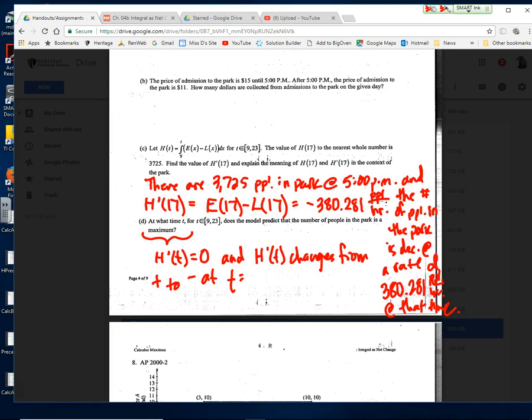Question, guys, could you have taken E minus L and actually graphed it? Yeah, that was just the way I did it. You could have taken E minus L and actually graphed it and played around with your window, and then you could have actually found the max. That's one way of doing it.